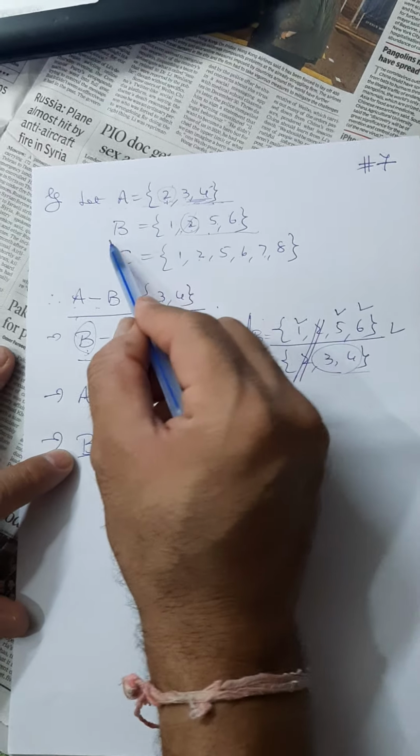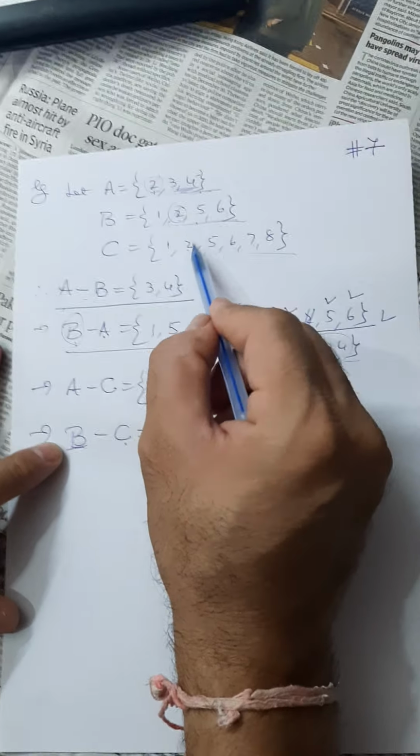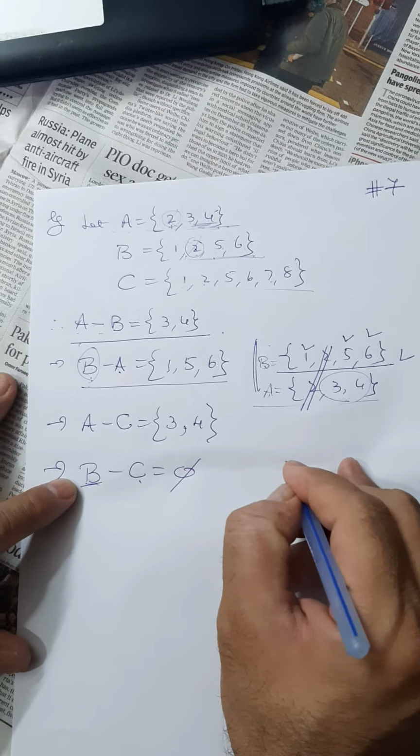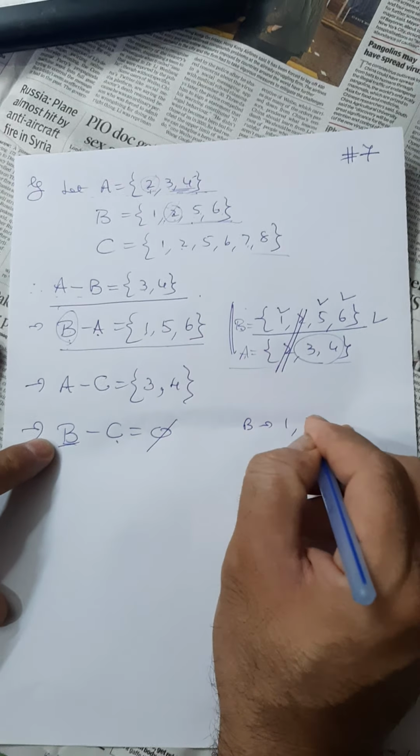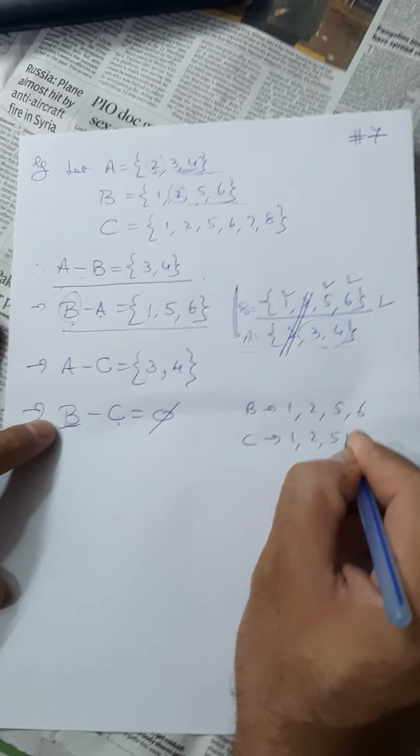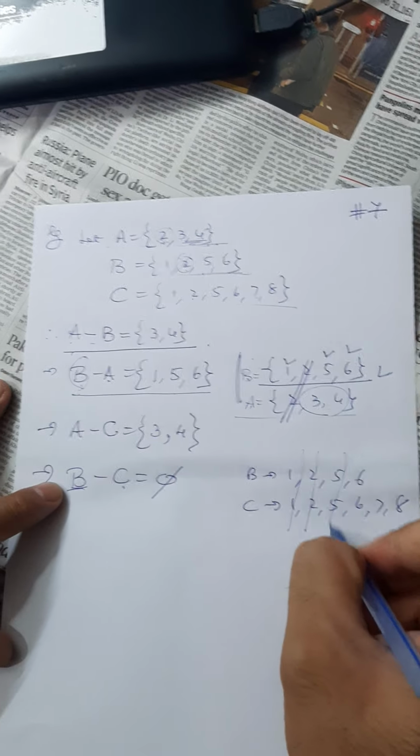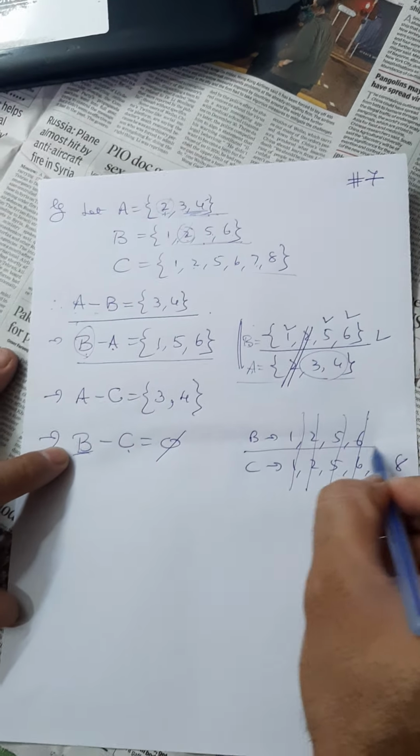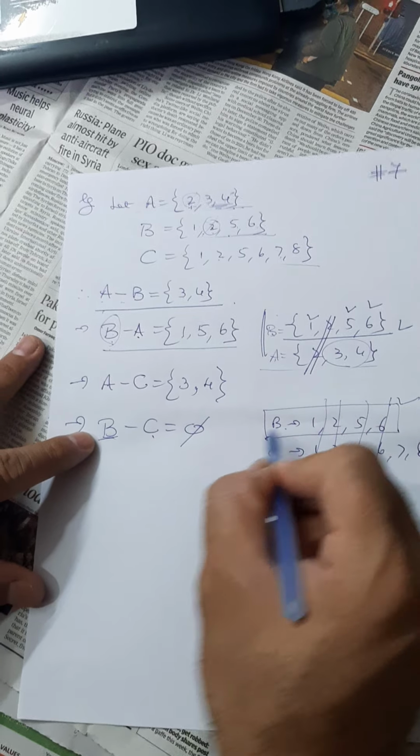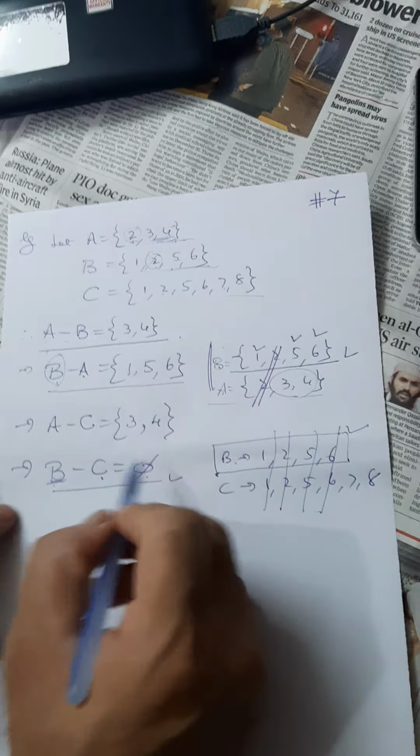What is B minus C? All members of B which are not in this, but here every member is in this. So if you look at the common of these 2, here members of B are 1, 2, 5, 6. And members of C are 1, 2, 5, 6, 7, 8. You drop the common, this is common, this is common, this is common, this is common. So you are left with no members in B. So this is null set. Members of B which are not in C, which is null set.